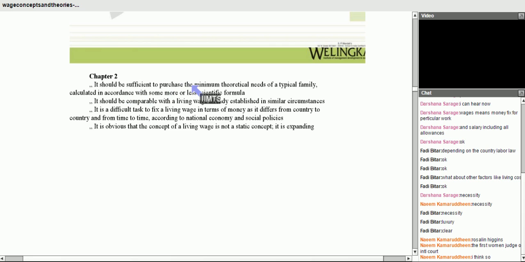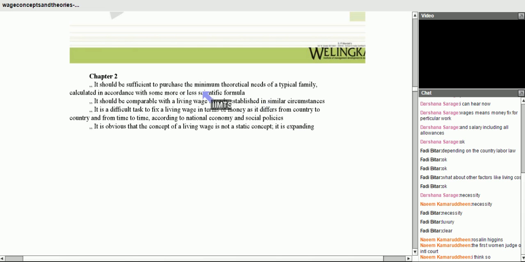So it should be sufficient to purchase the minimum theoretical needs of a typical family, calculated in accordance with a more or less scientific formula. It should be comparable with a living wage already established in similar circumstances. Now it is a difficult task to fix a living wage in terms of money, as it differs from country to country and from time to time. According to national economy and social policies, it is obvious that the concept of a living wage is not a static concept, it is expanding.